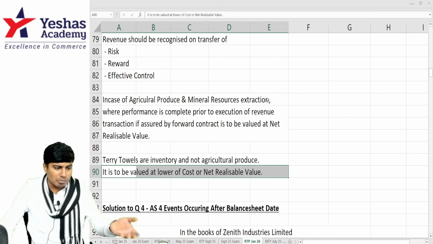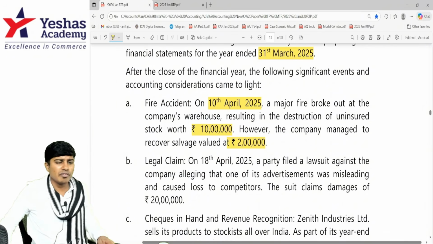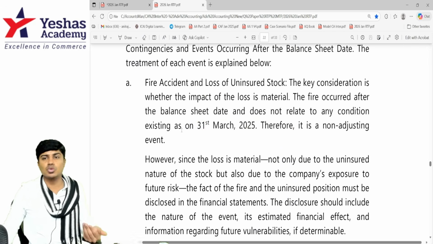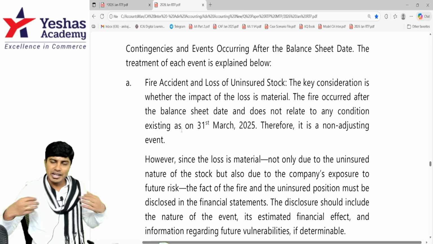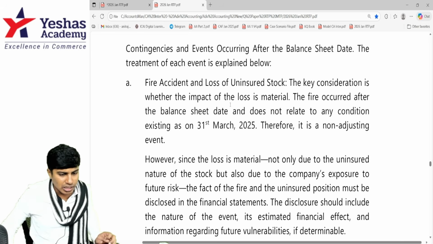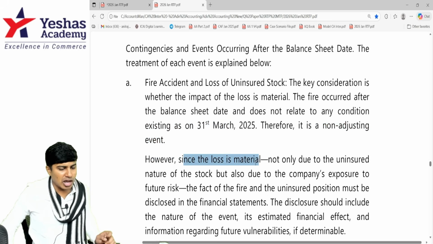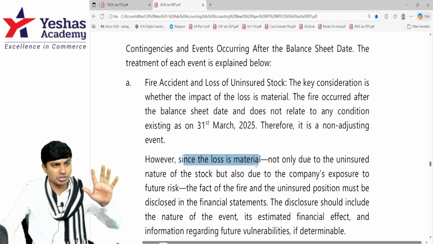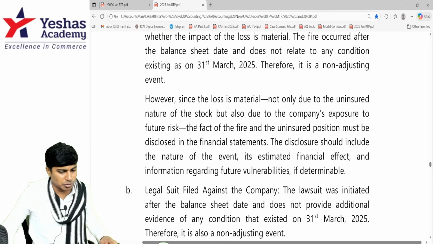Have they mentioned anything about the fact that it is affecting the going concern? Nothing is mentioned. So we will never assume that going concern is questioned, because that's the fundamental accounting assumption that we should always make, that the entity is always a going concern. And the fire occurred on the balance sheet date and does not relate to a condition existing on the balance sheet date. This is a non-adjusting event. However, since the loss is material, this is an assumption that they're making, which we should not make. Not only due to uninsured stock, but also due to the company's exposure.